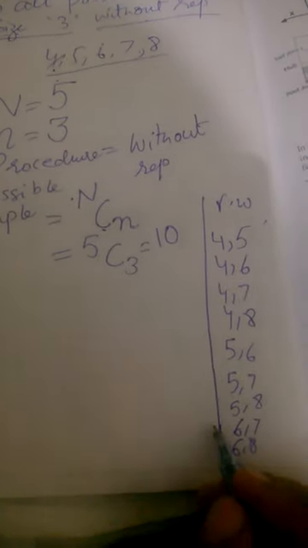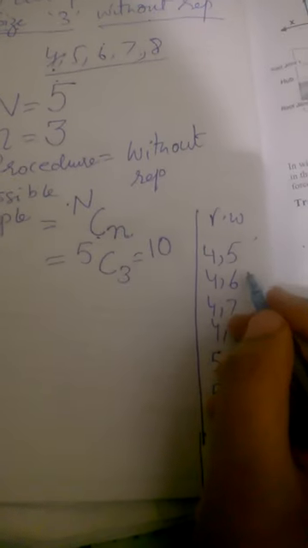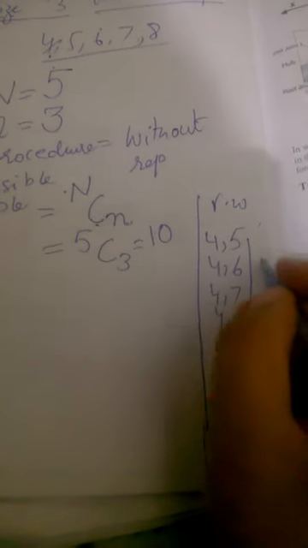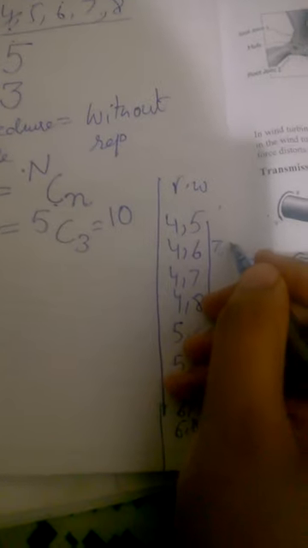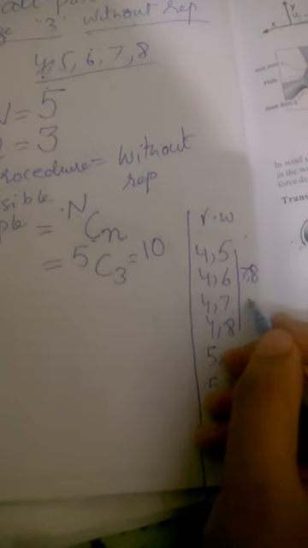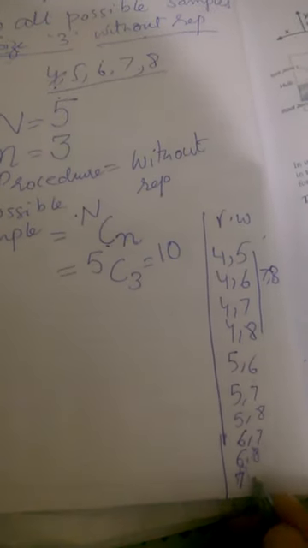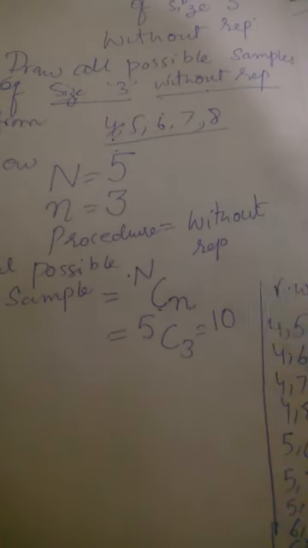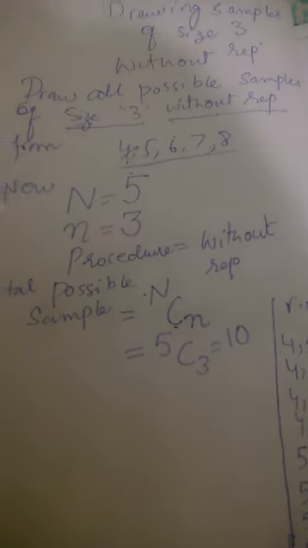Now after 6 we will take 7. 7 will be assigned with only 8. And then finally, 7, 8 is the last sample, because 8 cannot be assigned to any unit as it is the last unit. So what I have done, I have made samples of size 2 first to help me in finding the samples of size 3. Now I'm writing the serial number.